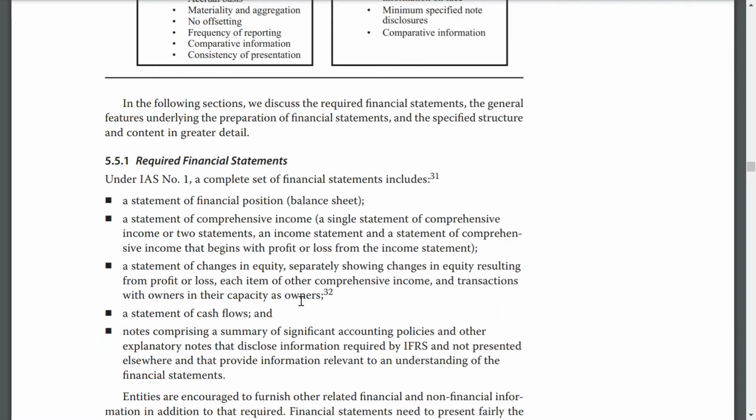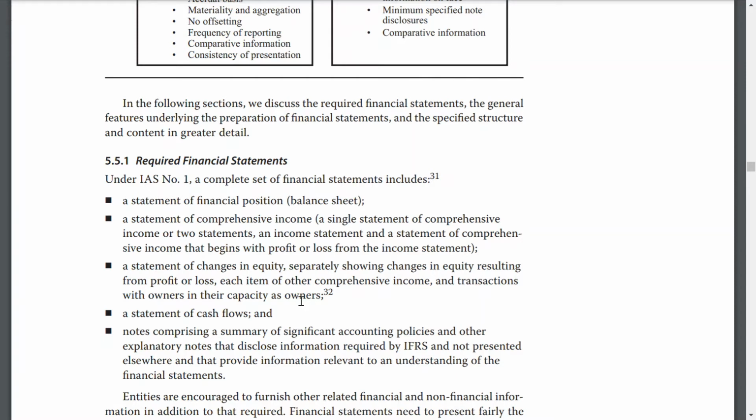Required financial statements: a statement of financial position, the balance sheet; a statement of comprehensive income, either a single statement of comprehensive income, or two statements, an income statement and a statement of comprehensive income that begins with the profit or loss from the income statement; a statement of changes in equity, separately showing changes in equity resulting from profit or loss, each item of other comprehensive income, and the transactions with owners in their capacity as owners.